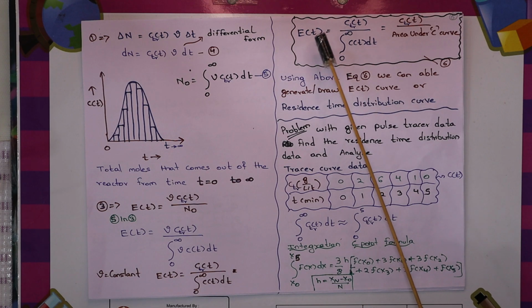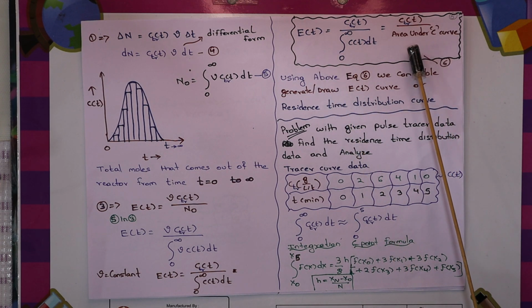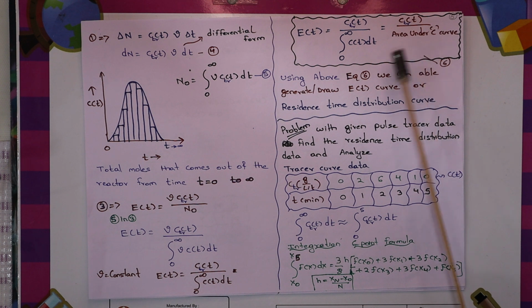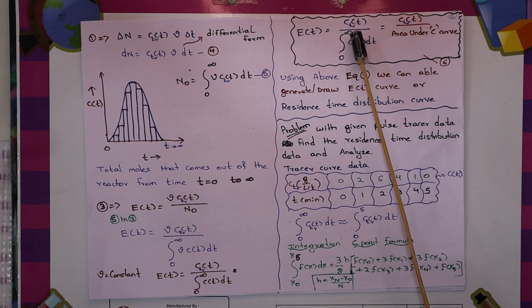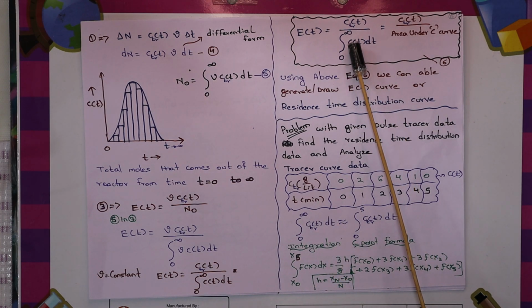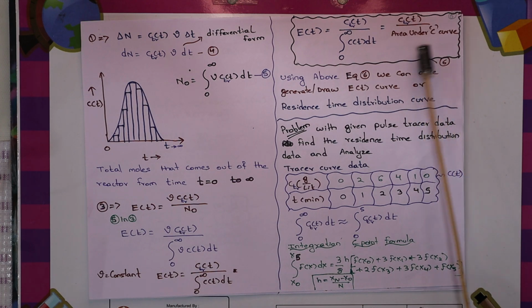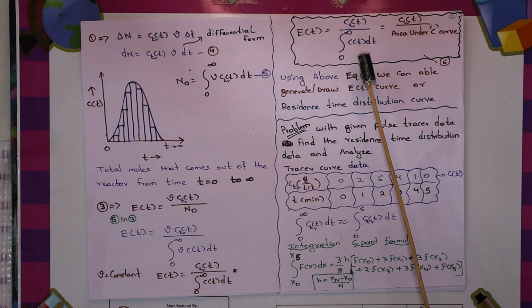So to get the E of t information, I need to know the area under the curve first. That means the area under the curve, integral 0 to infinity of C of t dt. In place of infinity, the last time is 5 minutes, so you have to put 5. That is the last value of concentration you have got. So this is integral 0 to 5 of C tracer dt. First of all I need to get the area under the C curve, that is, this integration value.